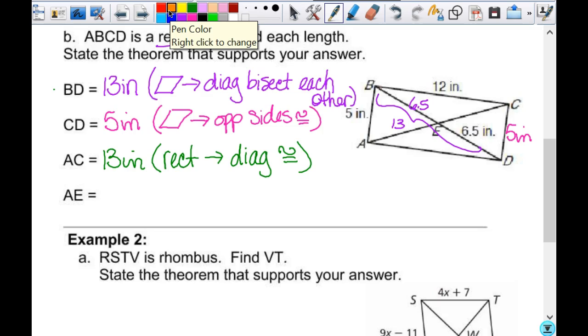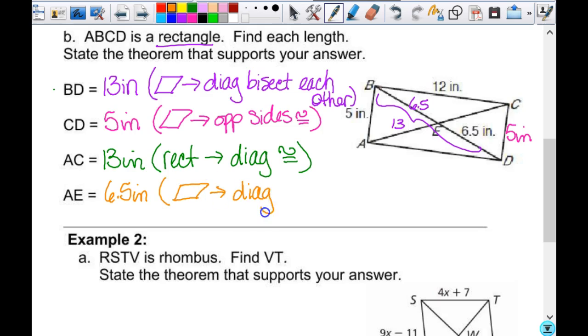Then the length of AE. 6.5, yeah. Because we already said that AC was 13, and then we would take half of that, so 6.5 inches. And if it's a parallelogram, the diagonals bisect each other. Okay.